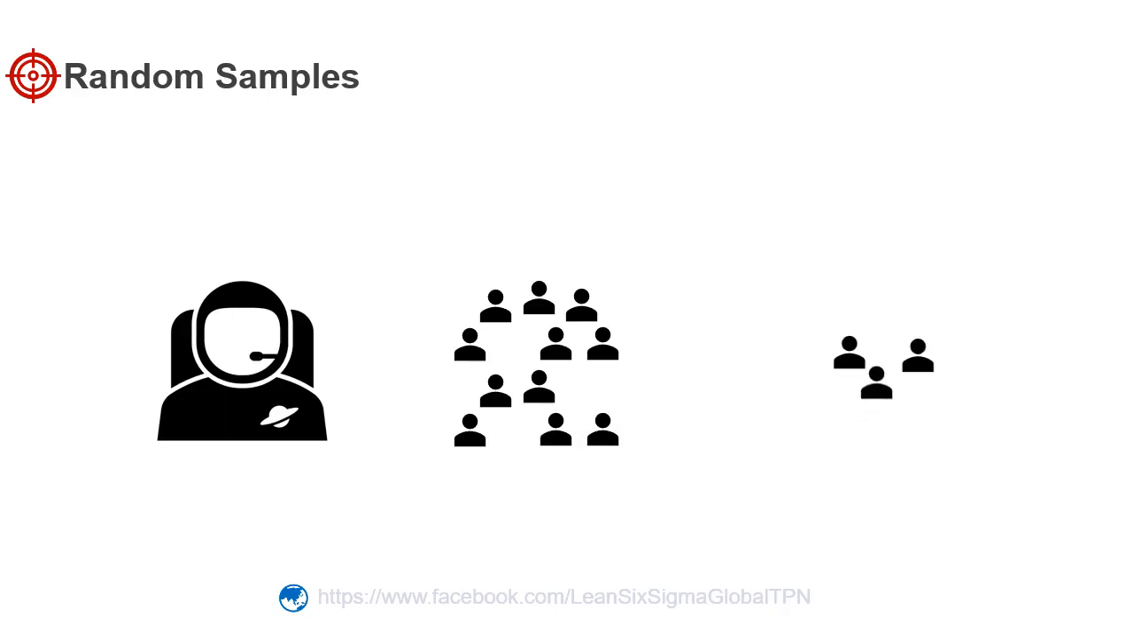A special type of sample that is critical to statistical inference is a random sample. In a random sample, every member of the population has an equal chance of being included in the sample. Members of the sample are selected independently of each other so that no one's chance of being selected is affected by the other members of the sample.